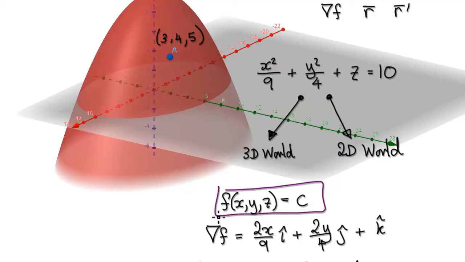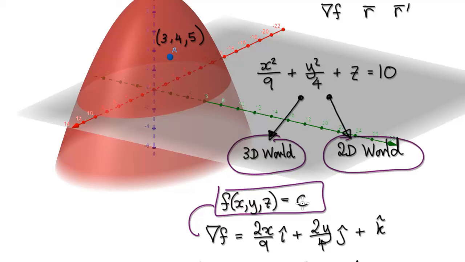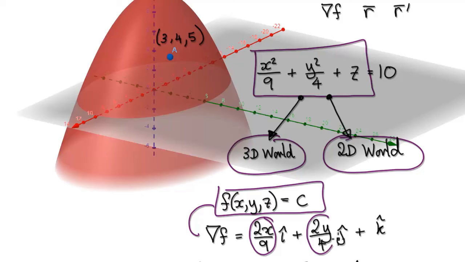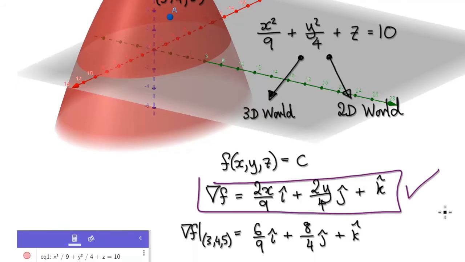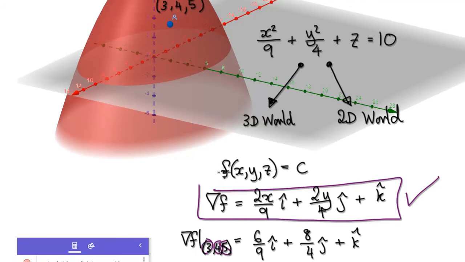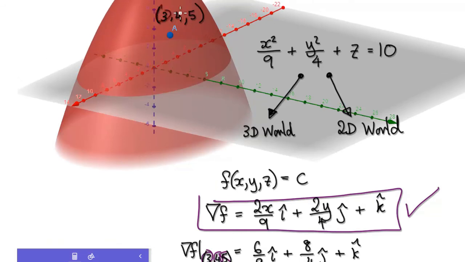So to compute grad f in 3D, we will deal with 2D later on. So in 3D, you would take the partial derivative of this with respect to x. That will then give you this. And then with respect to y, that will then give you this. And then with respect to z, it's just 1, which is this. So our gradient vector is given by this. And I'm expecting you to be able to do this by now. And then we need to evaluate it precisely at this point here, 3, 4, 5.